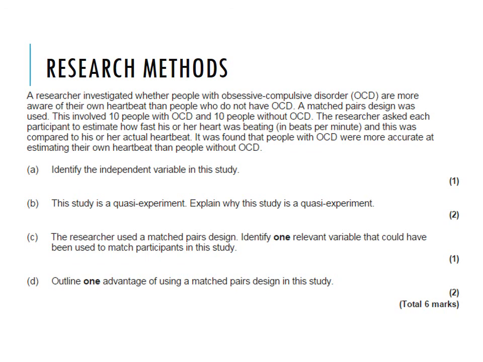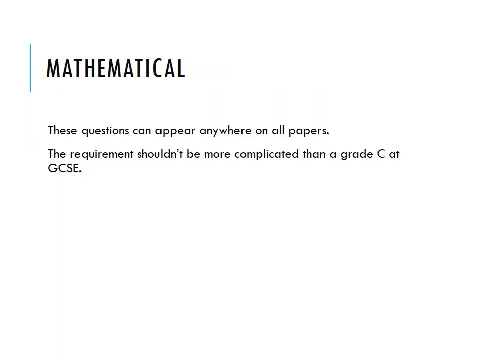Research methods. Okay, this is where we will apply our knowledge of research methods to a scenario. Remember, these can be interweaved across all of your papers, not just in paper 2 where research methods is its own section. Mathematical content can appear anywhere across all papers, so remember to take a calculator with you into the exam. However, the requirements shouldn't be more complicated than what you would need for a grade C at GCSE.